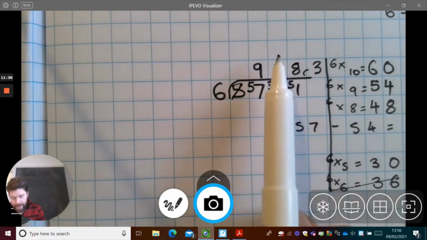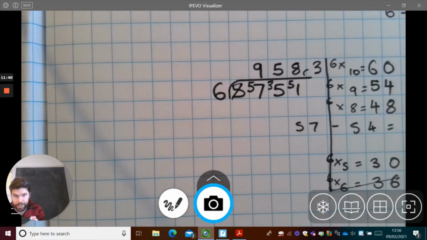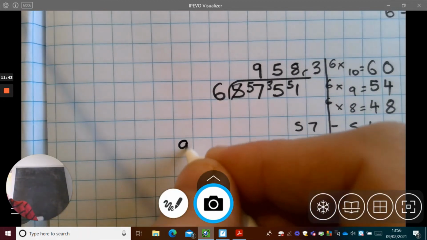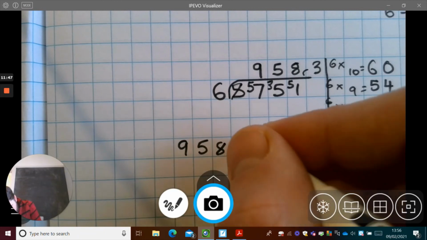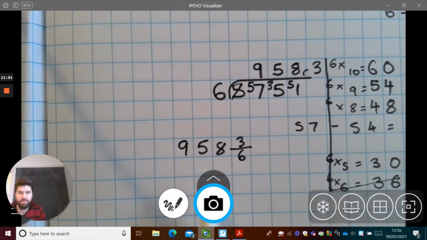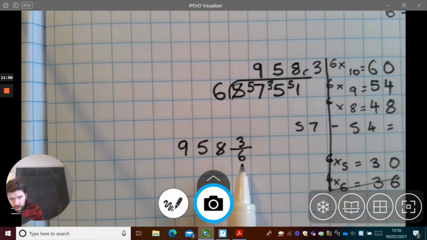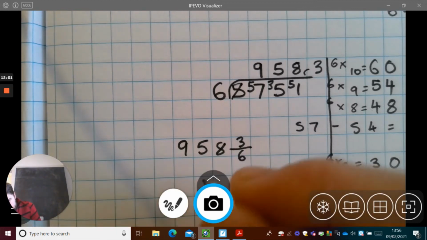Anyway, here's our answer. 958 remainder 3. But we want to show it as a fraction. So we've got 958. Remainder goes to the top. Divisor goes to the bottom. So in this case, it would be 958 and 3/6. If you're writing fractions in your book today, you could squeeze them into one box like this. Equally, you could show it like this.